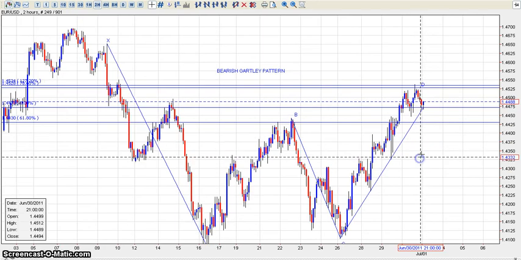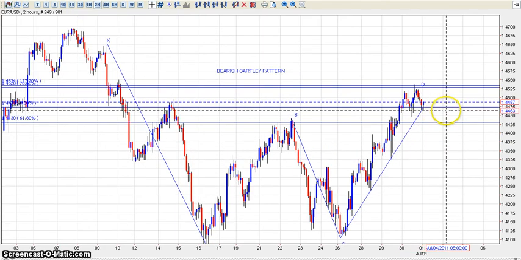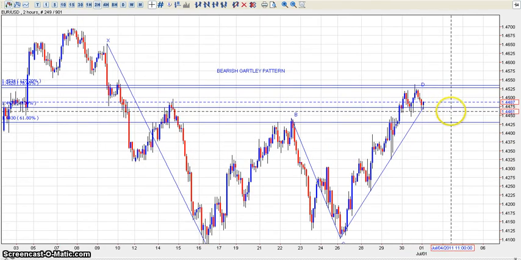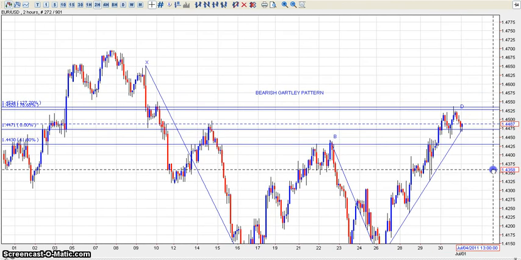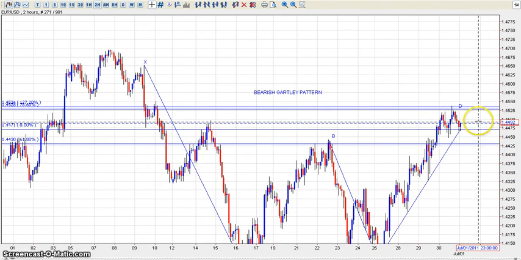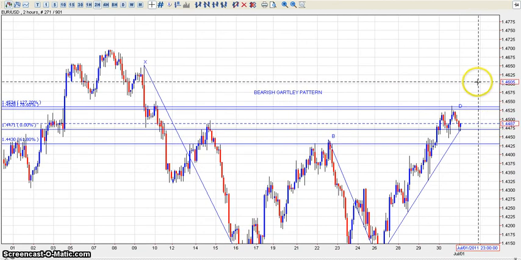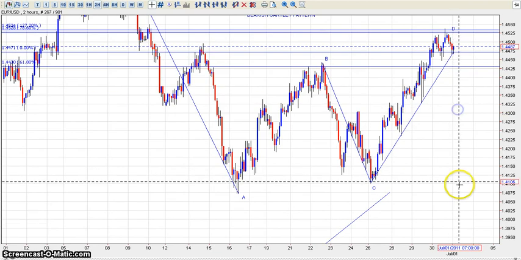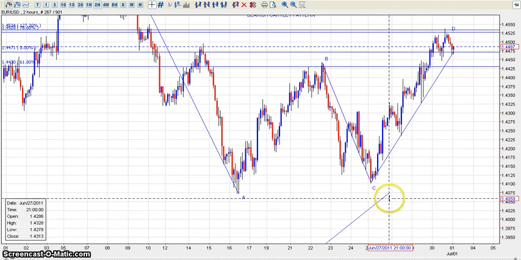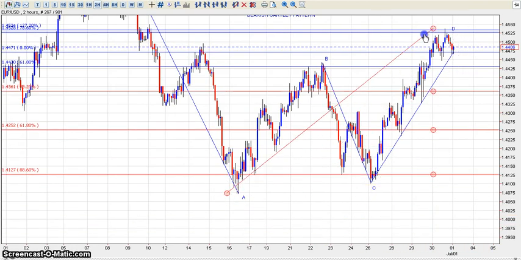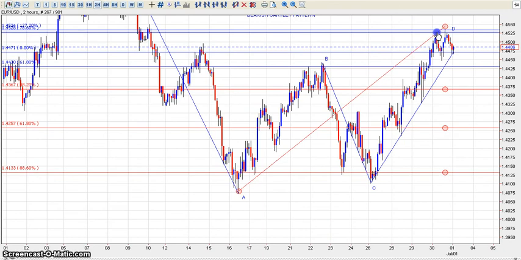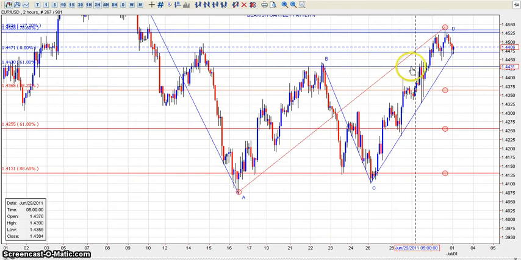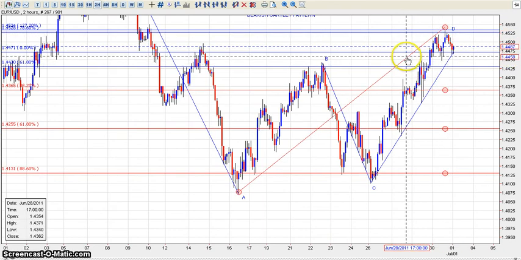So to summarize, I'm looking to go short on a close below 1.4471, with a stop loss at 1.4600. The ultimate target is 1.4000, and I'll be using the Fibonacci retracement levels of point A to point D to manage my trade and move my stops accordingly.